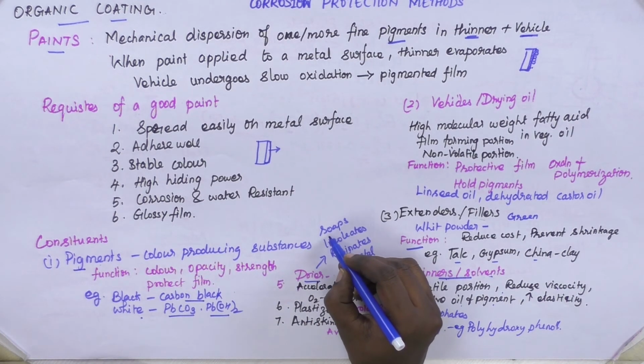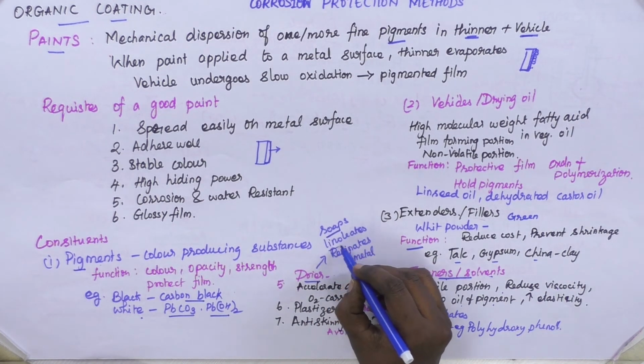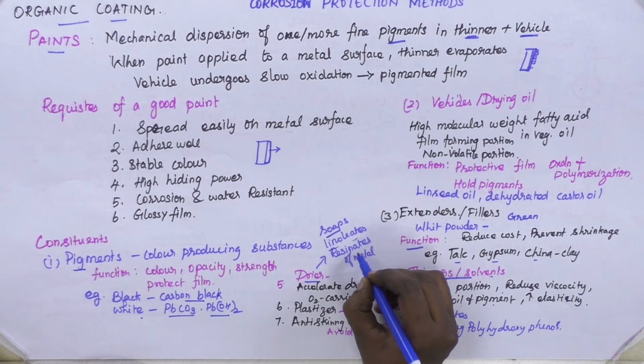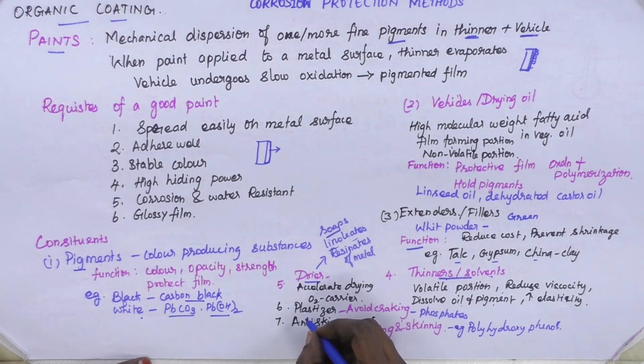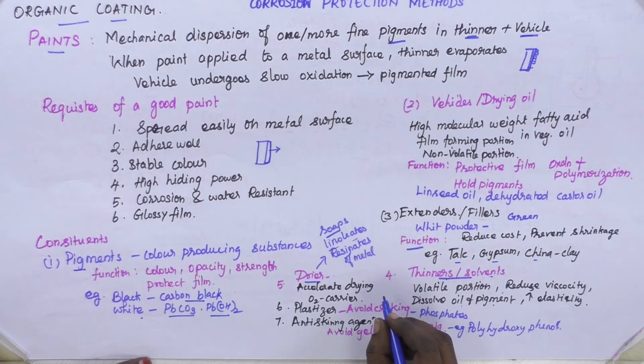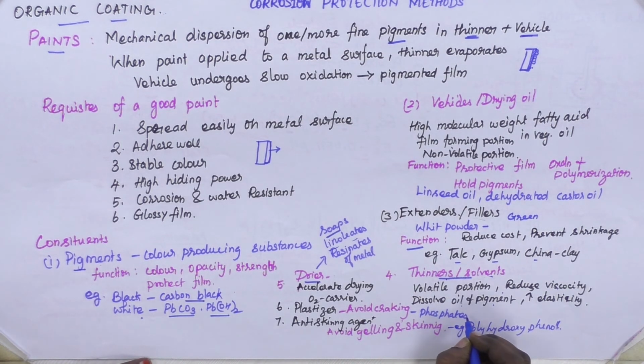Examples for dryer are soaps, linoleates, and resinates of metals, which are used as dryers in the preparation of paint. Next one is plasticizer. In order to avoid cracking in the polymer film, we are adding plasticizer, which increases the elasticity of the film during temperature variation and increases the stability of the film. For that we are adding phosphates.